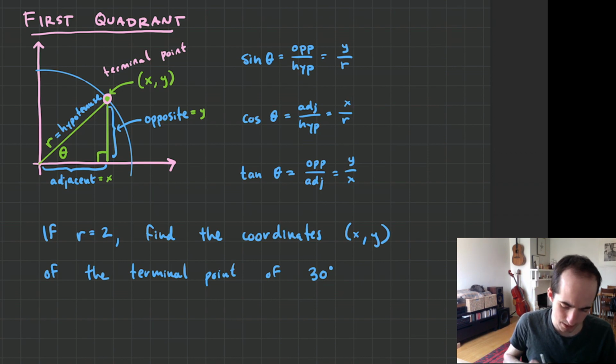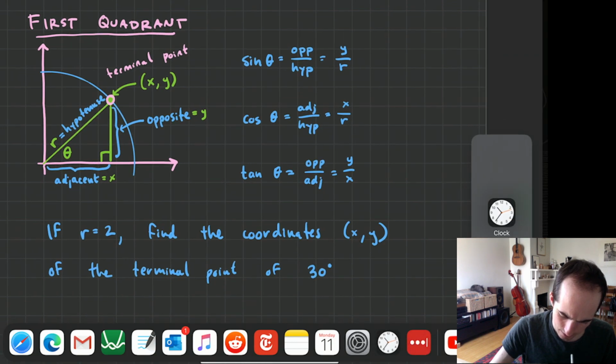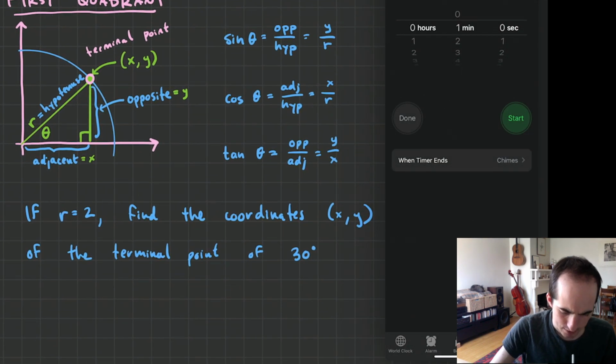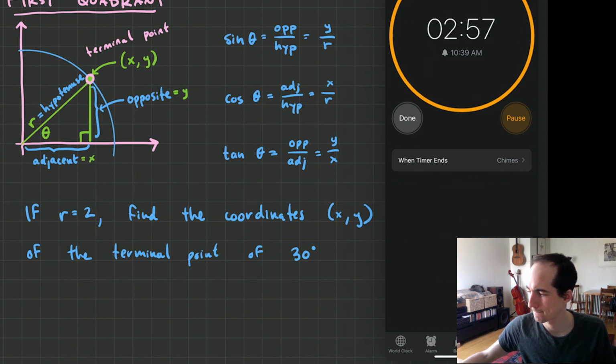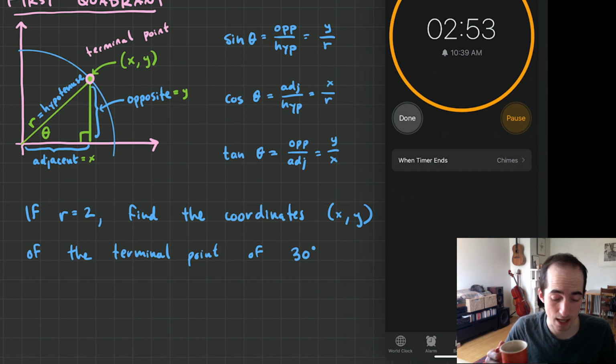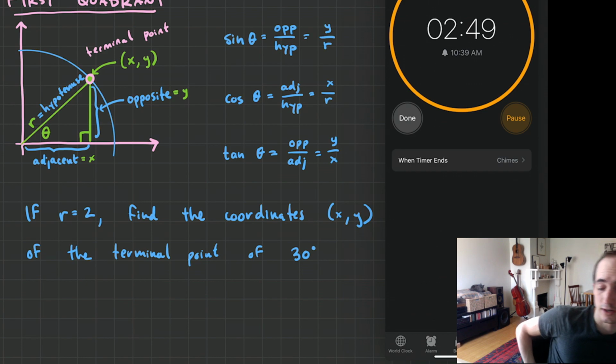I want to give you 2 minutes just to see if we're able to keep up with this. You know what? This one might actually take 3 minutes. I'm going to give you 3 minutes starting now. So see if you can find those x, y coordinates of the terminal point of 30 degrees. By the way, you may have to use a calculator to find sine and cos of 30 degrees.